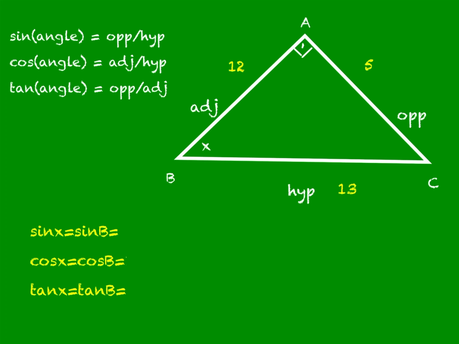Now, sine x, or sine B, because it is the B vertex, so 5 over 13. Cosine of the angle. What's that cosine? That is, the neighbor, adjacent over hypotenuse. So 12 over 13, and tangent 5 over 12.